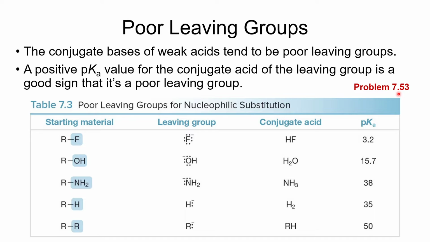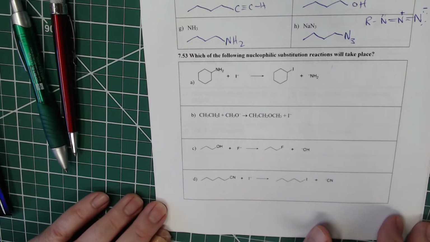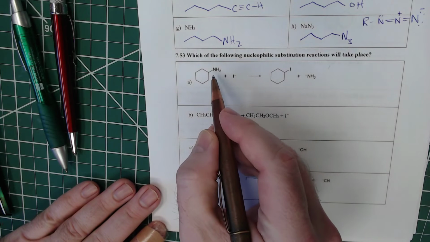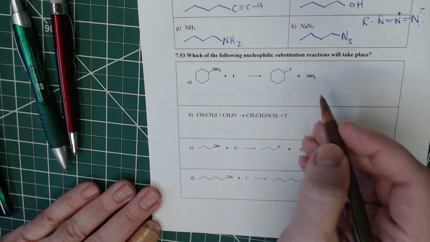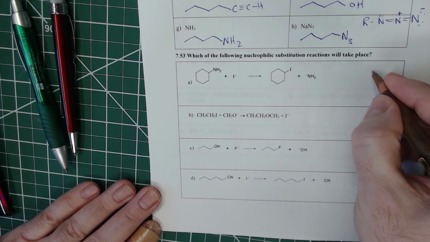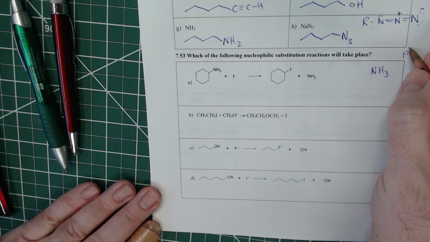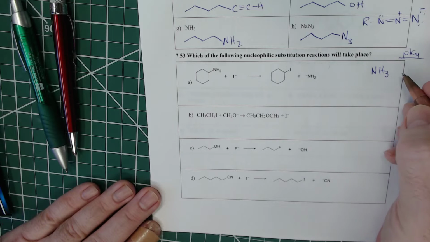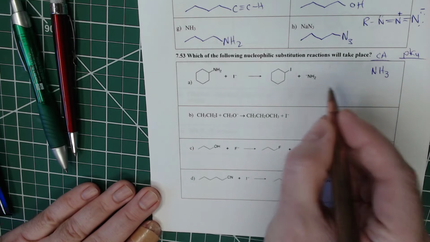All right, so we're going to look at number 53 on the in-class assignment, and when we do, we're going to determine if things are good leaving groups entirely based on the pKa. Okay, so here we've got this one. NH2- is the leaving group. The conjugate acid of NH2- is NH3. So the conjugate acid of our leaving group is NH3.